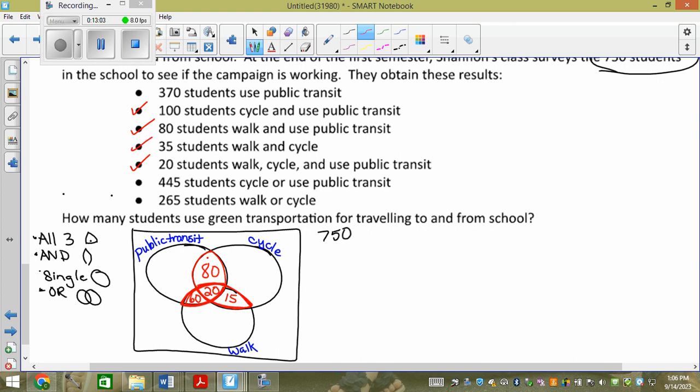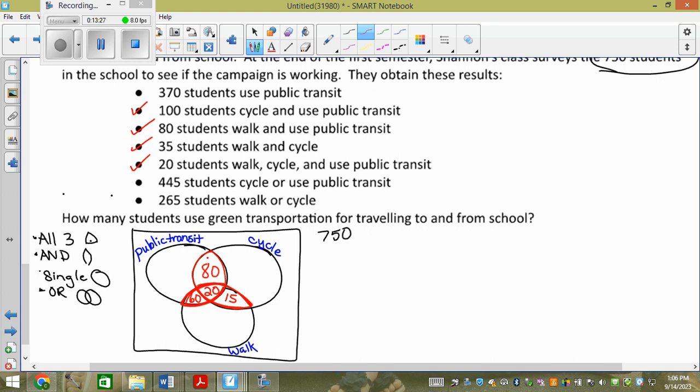Now I have the options of public transit by itself or an or and an or. What do I have to do next? I do alls, ands, then the singles, correct? I'm going from smallest shape to biggest shape. This is the smallest shape through all three. Then the eyeballs are the next smallest shape. Then the circles are the next smallest shape. Then two circles together is the biggest, right? So I have to go to the single.